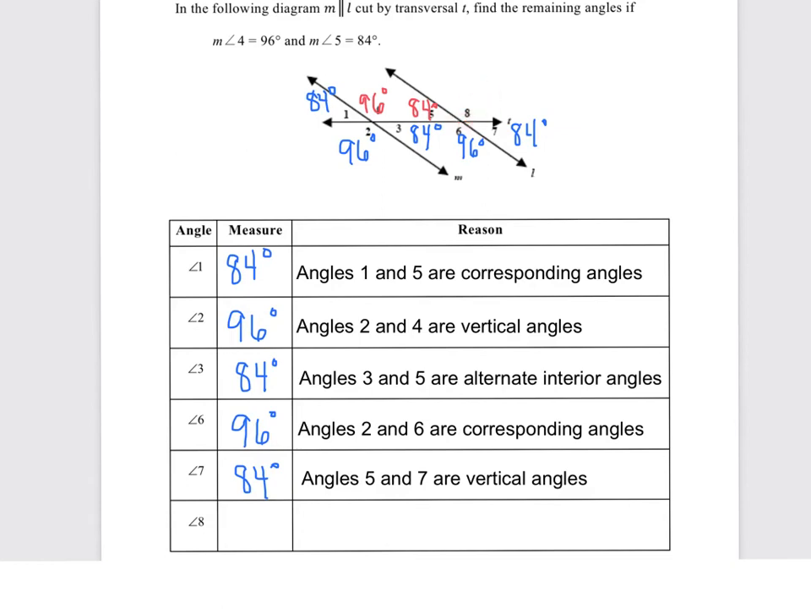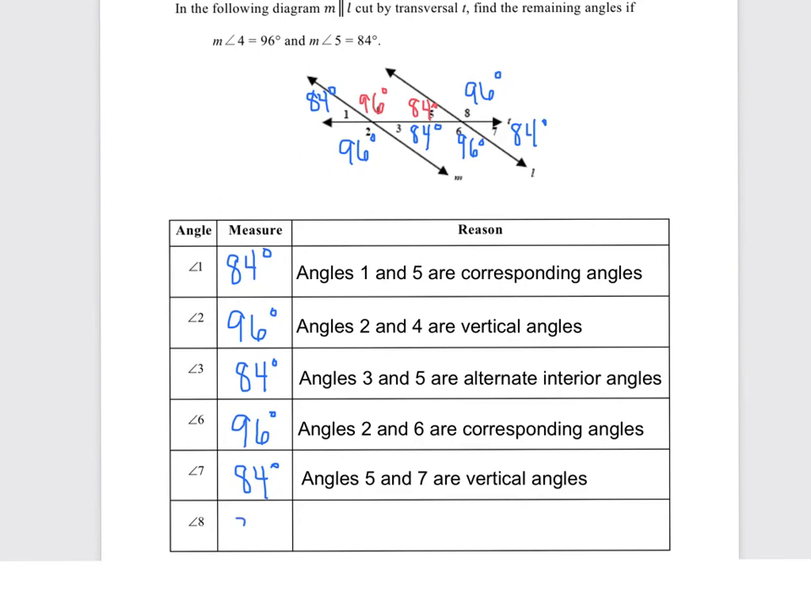Lastly is angle 8. And again, you want to identify your relationships with angle 8. What do we notice about angle 8? Well, we have angle 8 and 6 are vertical. You can also say angle 8 and angle 4 are corresponding angles. Therefore, they're equal to each other. Therefore, angle 8 is equal to 96 degrees.